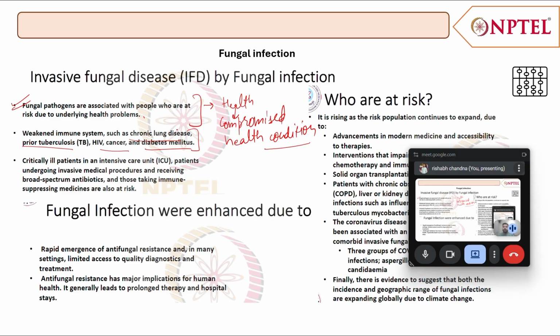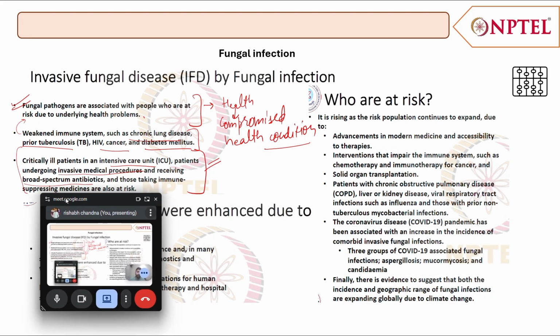So this leads to co-infection by fungal pathogens, because the immune system is already weakened due to another major infection. Then critically ill patients, as in ICU patients undergoing invasive medical procedures and receiving broad spectrum antibiotics, and those taking immune suppressing medicines are all at risk. So these are the major people that encounter fungal infection due to either co-infection or other immune compromised conditions.